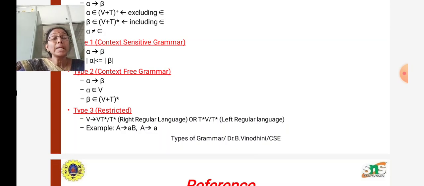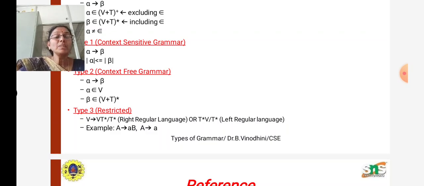Next is the type 3 grammar. It is a restricted grammar. The definition of the type 3 grammar is V tends to VT closure or T closure. That means the right hand side should contain 0 or one occurrence of a non-terminal and one or more occurrences of terminals. That is the right regular language. For the left regular language, V tends to T closure V or T closure. So that is the type 3 grammar.